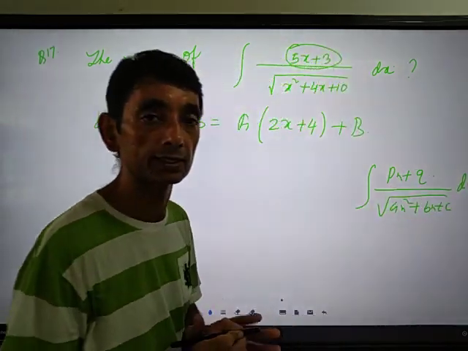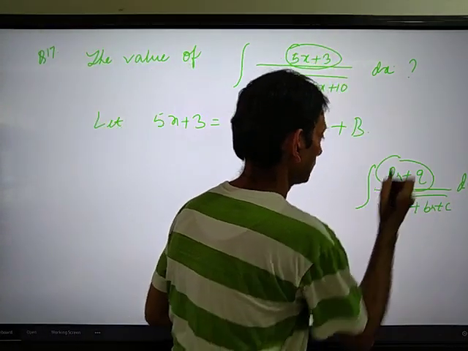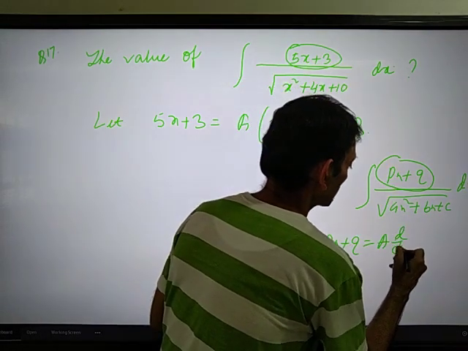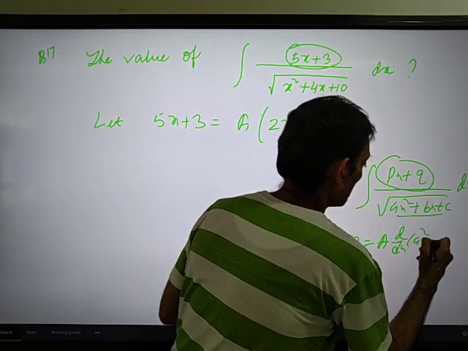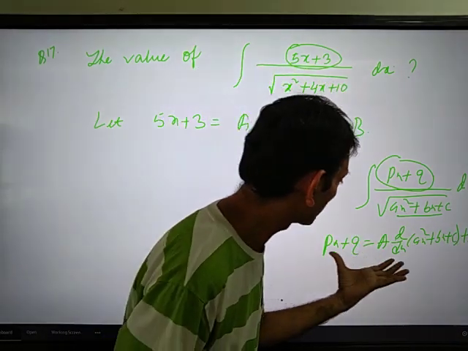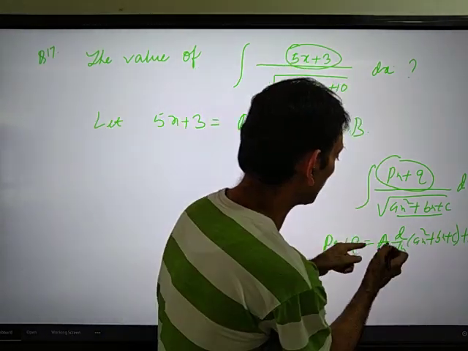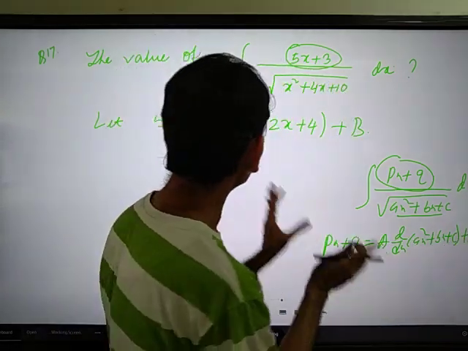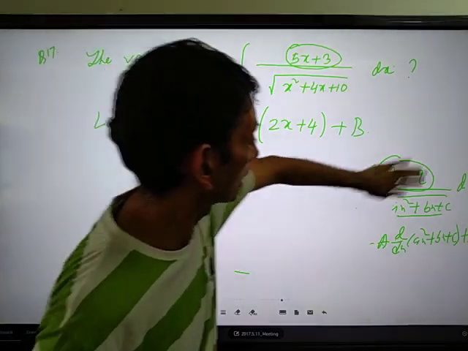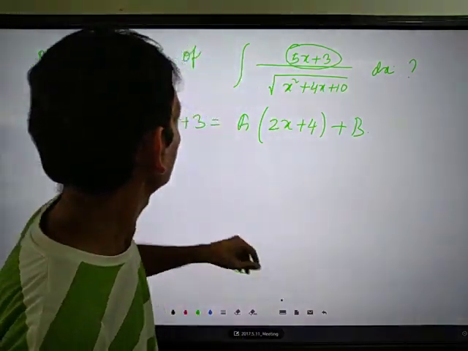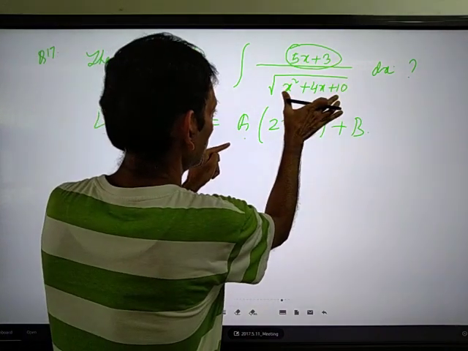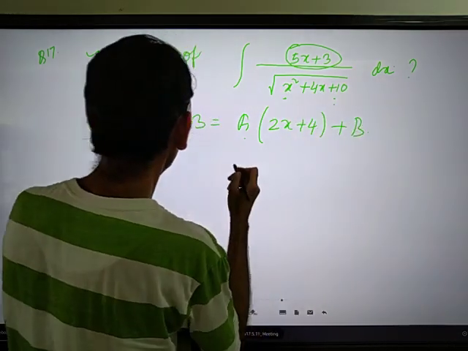To integrate such questions, first of all, the numerator px plus q is written as a times d/dx of the polynomial ax squared plus bx plus c, plus a constant. Now after differentiation and comparing terms, we'll get the values of a and b. Then we'll substitute and go for the integration of this type of expression, right? Similarly here, the numerator is a constant times the differentiation of x squared plus 4x plus 10, then b. Now let's compare.